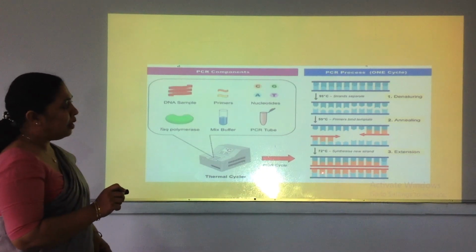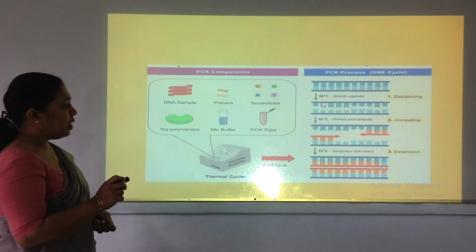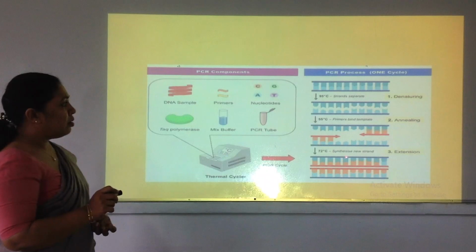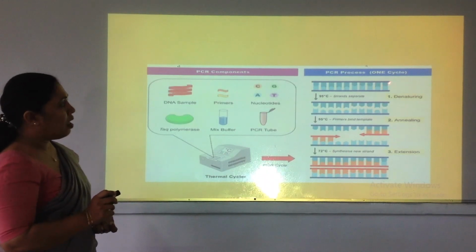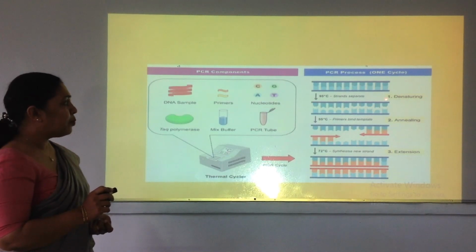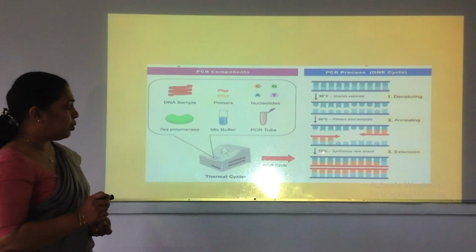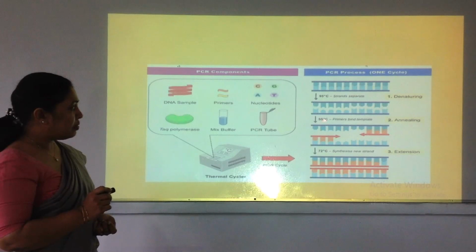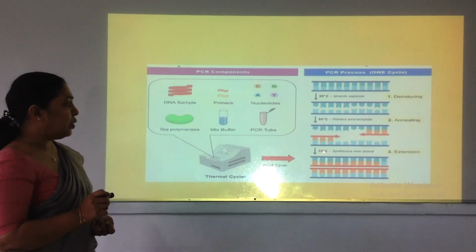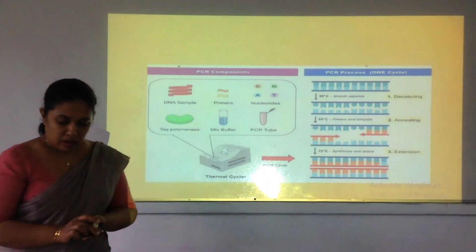This is one cycle. These are the temperature changes. There are actually 3 temperature ranges depending on the phases, and there are 3 phases in the reaction. I told you this is a cyclic reaction, and the temperature changes from 95 degrees Celsius to 55 degrees Celsius and then to 72 degrees Celsius.